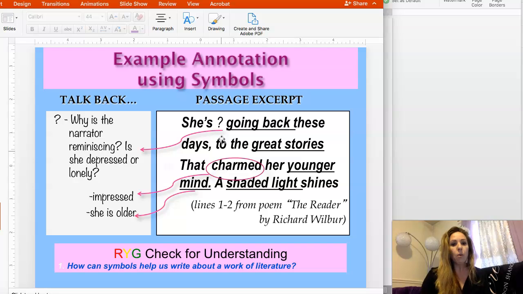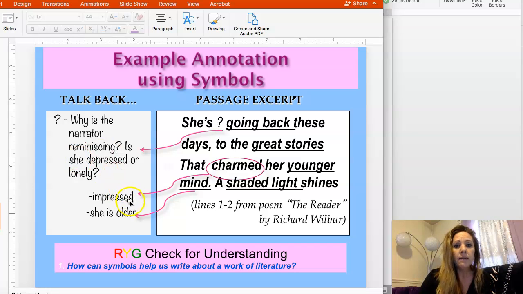So my question is, why is the narrator reminiscing? Is she depressed or lonely? I think it's a little unusual to be an adult and to go back to these childhood books. And it makes me wonder what's going on in this narrator's life that she's, I'm sorry, it should not say narrator, this character's life. What is going on in this character's life that's making her do this?